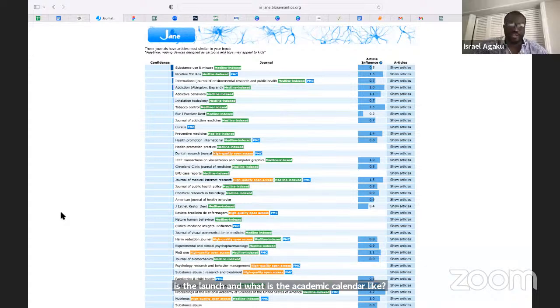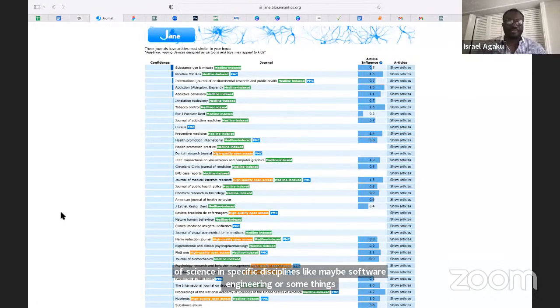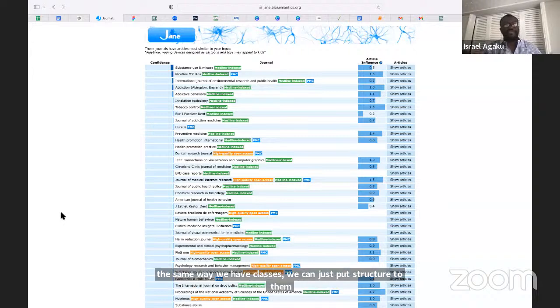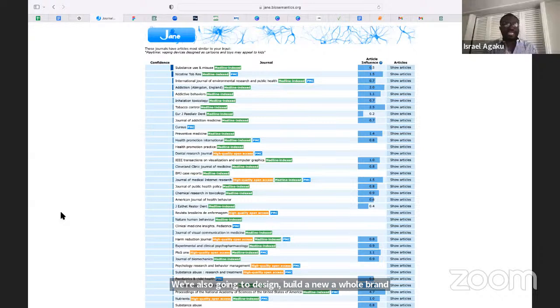Okay, so Chisquares University, we're applying for accreditation to offer master's degrees in certain things like Master of Public Health or Master of Science in specific disciplines, like maybe software engineering. So that's the whole idea. The same way we have classes, we can just put structure to them. We're also going to build a whole brand new platform for learning, for engagement, so that you have independent learning. It's something that's currently underway, putting a lot of thought into that.